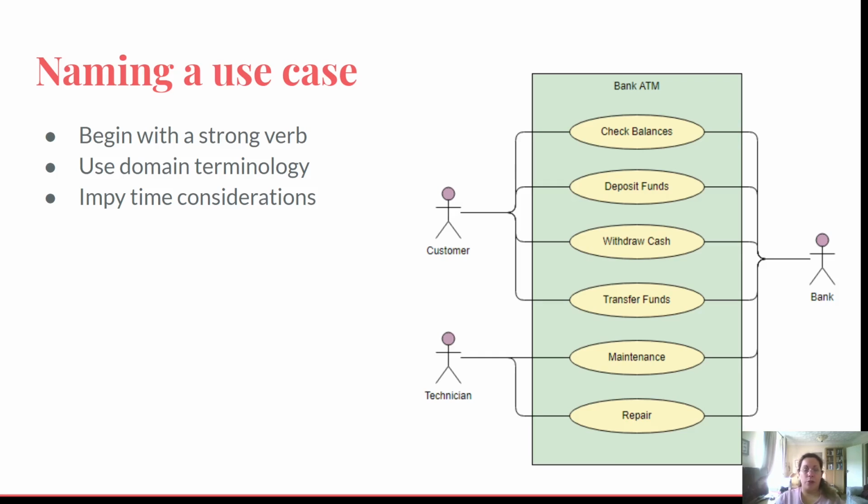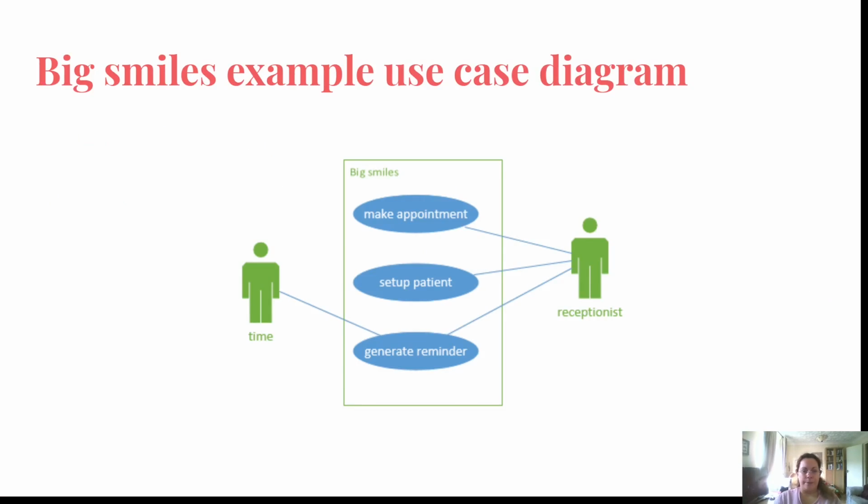So use the terminology of the business, and if you put the use cases one after the other, you can imply time. Now, the use case diagram does not showcase time. However, usually a customer checks balances and then withdraws funds or deposits funds or transfers funds. So there is a time implication. Another way to imply time is actually to have it as an actor. Now, mind you, this is very specific to functions to generate a reminder, to functions where time is the trigger.